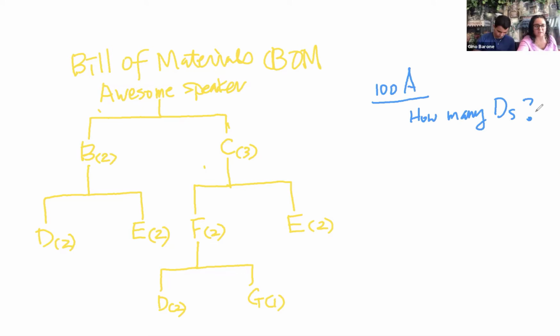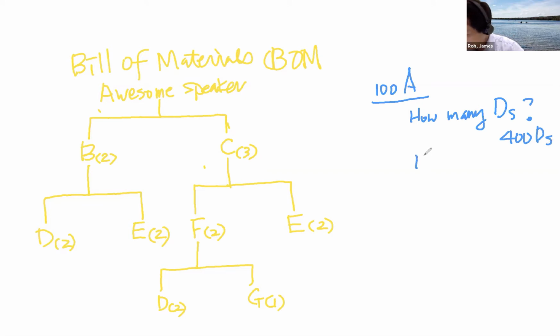400? 400 is the correct answer. Very good. How did you find it? Because there's the D2 off of the B2, and then there's also the D2 off of the F2. Mm-hmm. So I just did the 2 times the 4 times 100. Very good. So you got 400. So you need 400 Ds. That's correct. Now, let me ask another question.